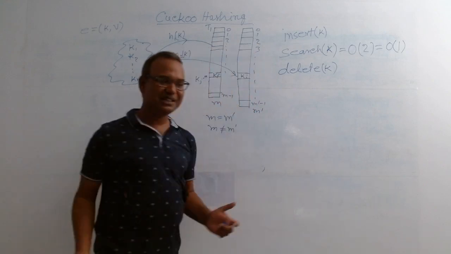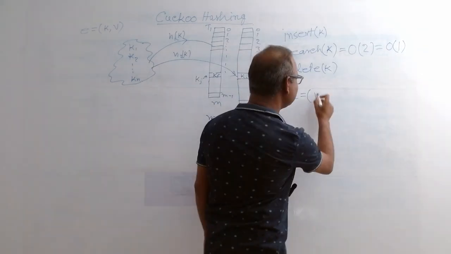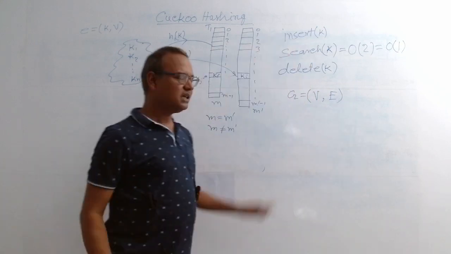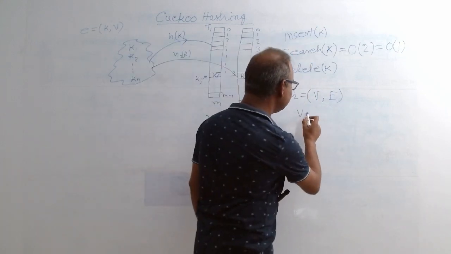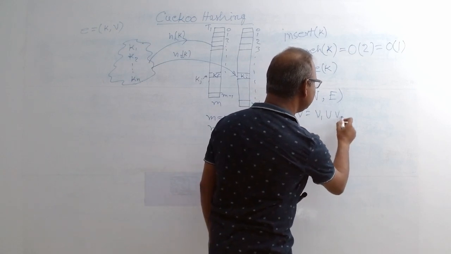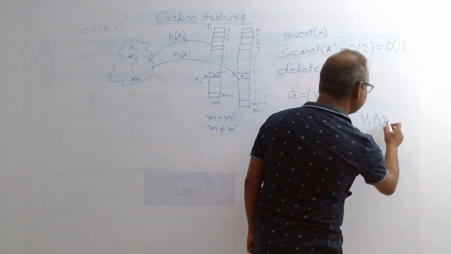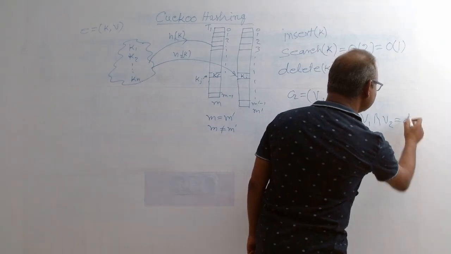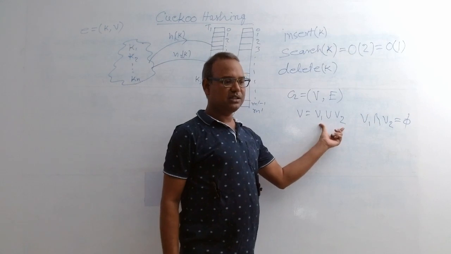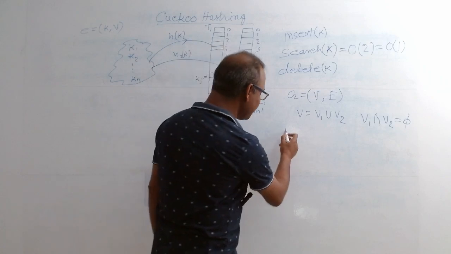You all know bipartite graphs. Any graph G is a set of vertices and a set of edges. In a bipartite graph, this set of vertices V is basically the union V1 union V2, and V1 intersection V2 is equal to empty. So they are disjoint. The vertex set is split between two disjoint sets V1 and V2.